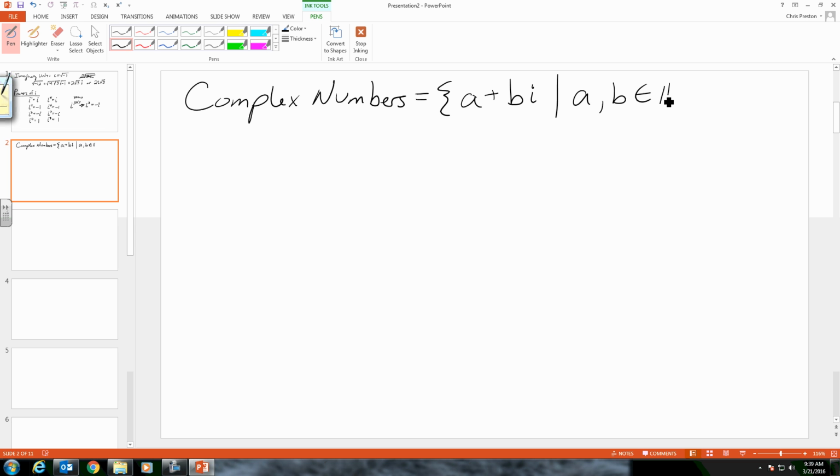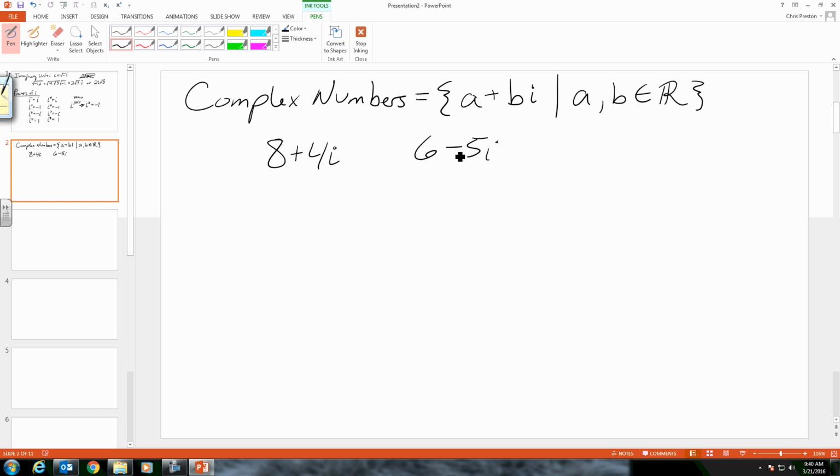They look something like this. a plus bi such that this a number and this b number are elements, that's what this means, elements of the real numbers. So you've got a real number plus a real number i, that's a complex number. So if we have 8 plus 4i, that's a complex number. 8 is a real number, 4 is a real number, complex number. If you have 6 minus 5i, that's a complex number.